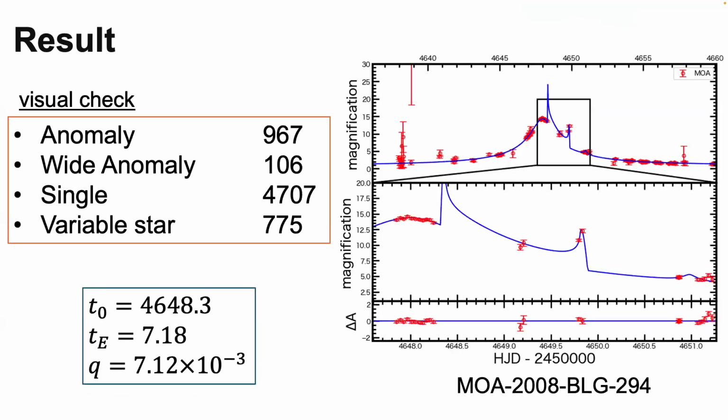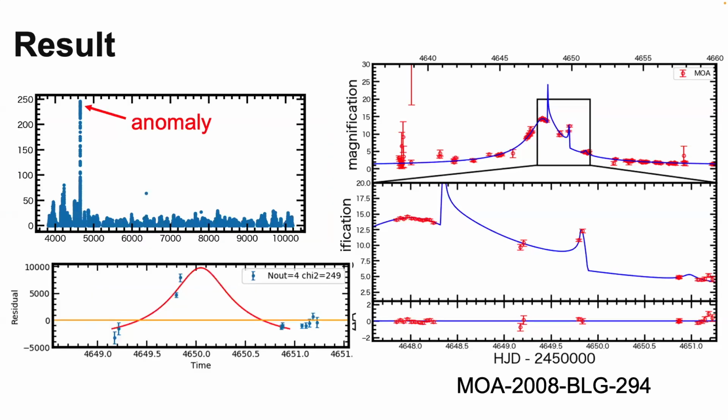And this is an example newly discovered by this algorithm. The anomaly in this event had previously been overlooked. However, by using the anomaly detection algorithm, such a signal can be easily identified.